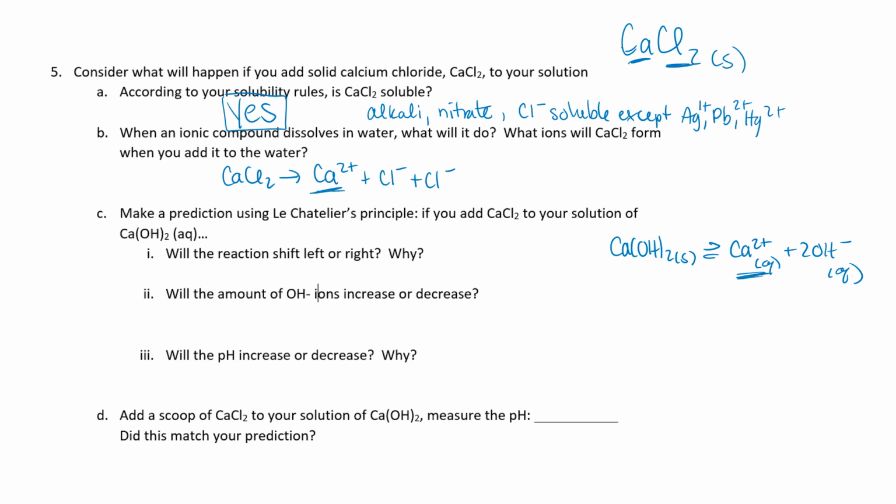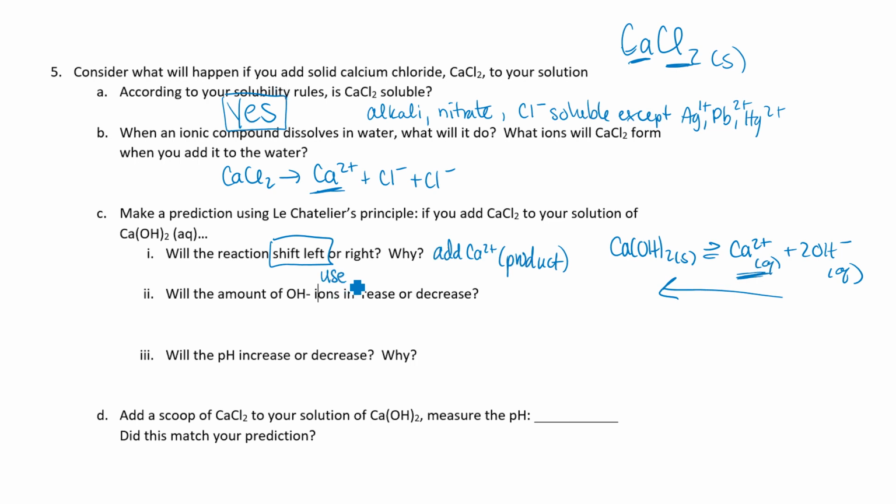So when you dissolve calcium chloride in water, you are adding calcium ions, which are a product. So now your system is no longer at equilibrium. You have too many products. So as a response, your reaction is going to shift left. And what does shift left mean?